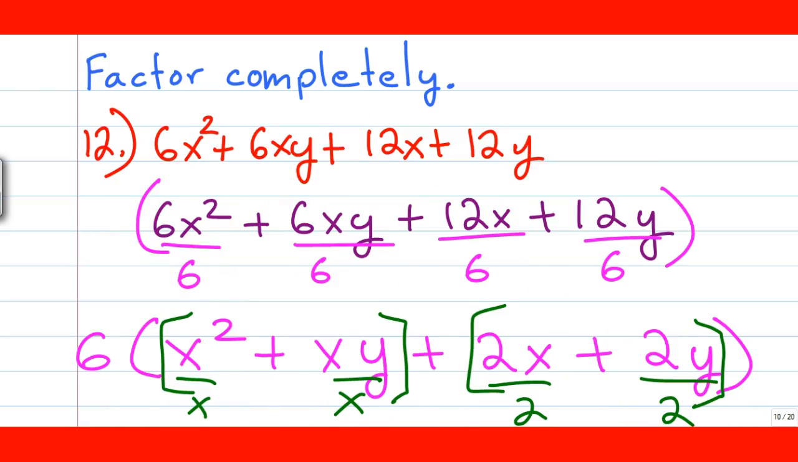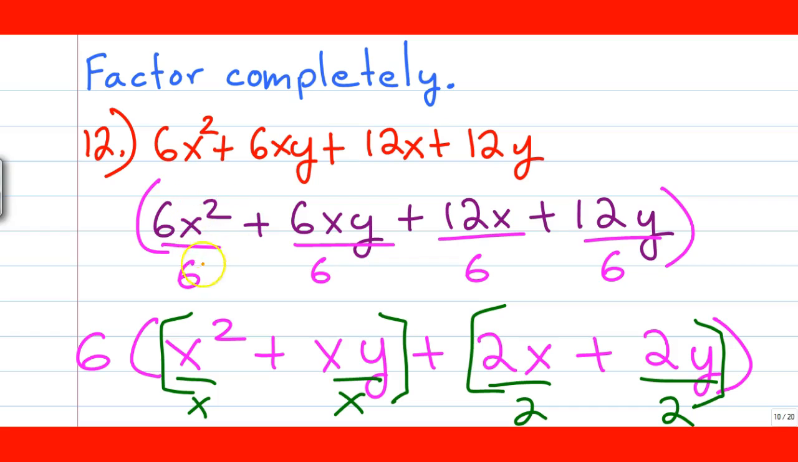For number 12, it says factor completely. So looking up here, I can already see that I have 4 terms. But before I start grouping this thing and factoring it out, I want to see, do I have anything that all 4 terms have in common? And I do. I have a greatest common factor of 6. When I look at the variables, they don't all have the same variables in common, but they do have a constant 6, so I'm going to divide it out.